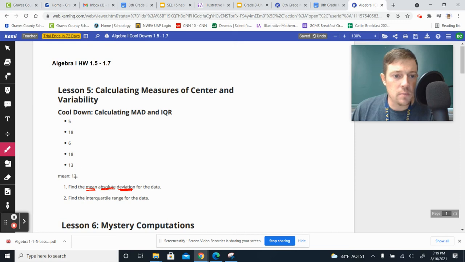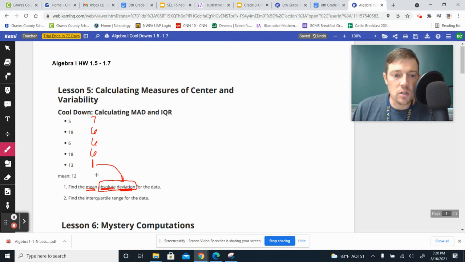So the first thing we need is the mean. And then I'm going to make a list of deviations over here to the side of how far every one of my five numbers is from 12. So 5 is 7 from 12. 18 is 6 from 12. 6 is 6 from 12. 18 is 6 from 12. And 13 is 1 from 12. These are what I would call my deviations. Actually, they are my absolute deviations because I made them all positive. I could have done 5 minus 12 and had negative, and 18 minus 12 and had positive, and bounced back and forth. But in my head, I just made them absolute and made everything positive, how far they were away.